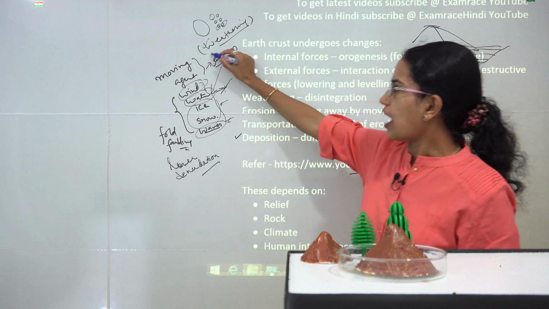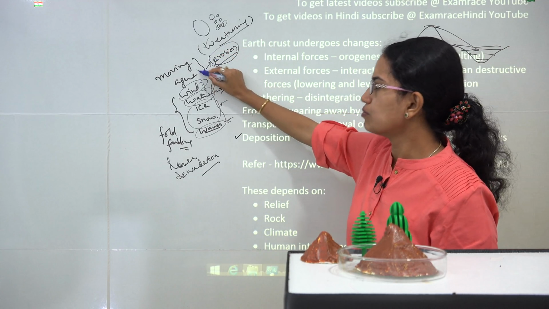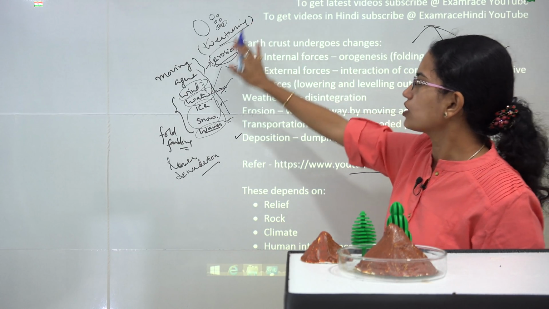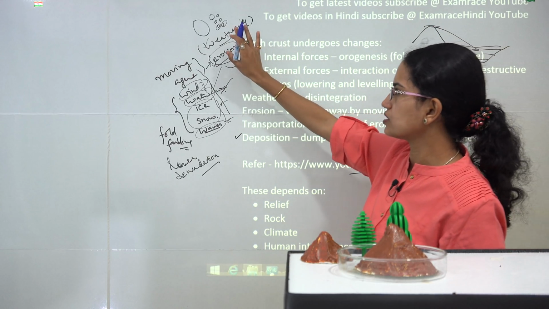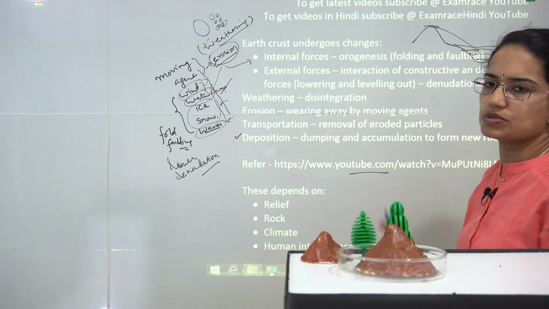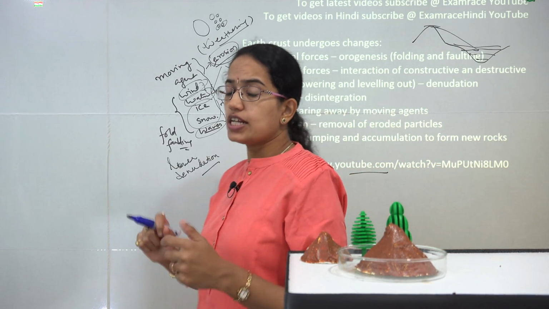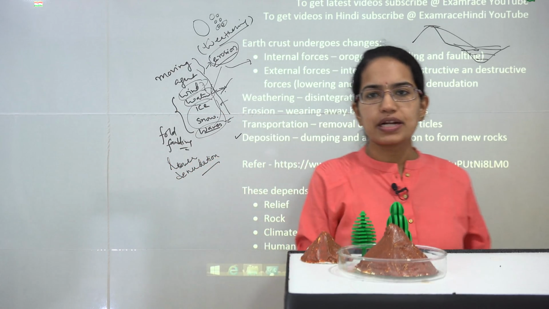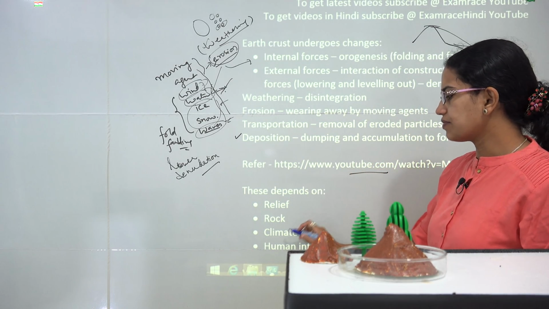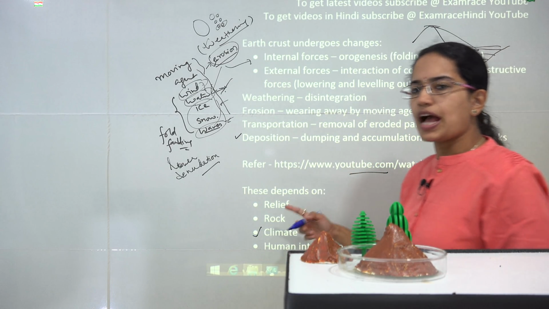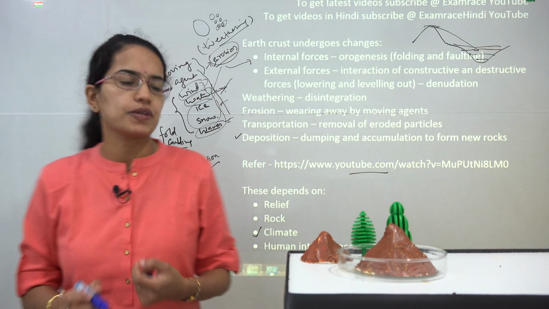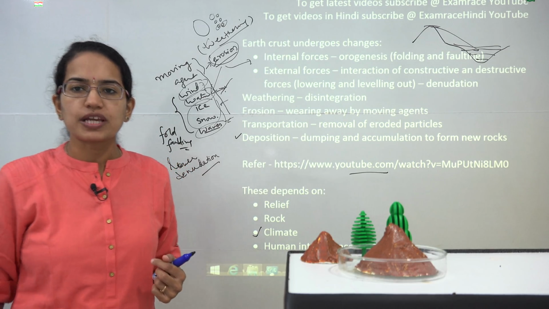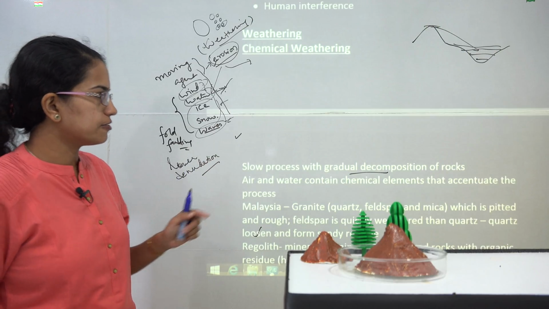After the erosion, the eroded material which is moving with the various agents is transported somewhere and finally deposited. Now what all factors affect the process of weathering, erosion, deposition and transportation? It's definitely the relief. If the rocks are very hard, they won't weather or erode easily. Then the climatic conditions. As we will talk further, we would talk more about the methods of weathering, and we would understand how climate plays an important role in weathering. Then you have human interference, human activities, animal interference, biotic factors that all affect the weathering and the erosion.